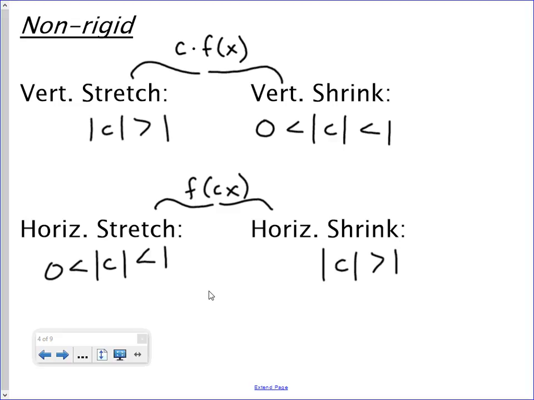For horizontal stretch and shrinks, if you want to apply those to your table of values, your x-coordinates, you always multiply by the reciprocal.